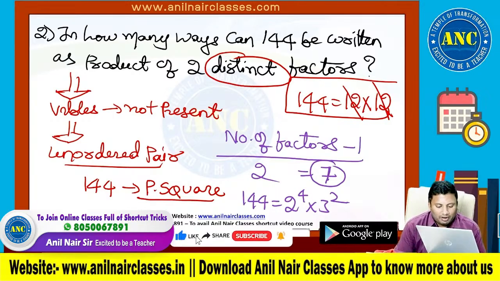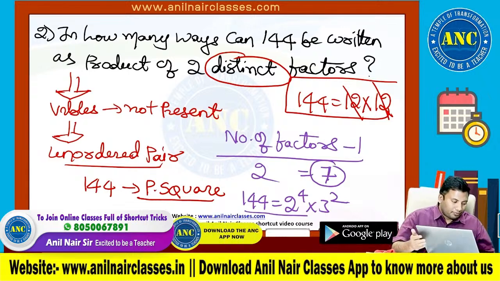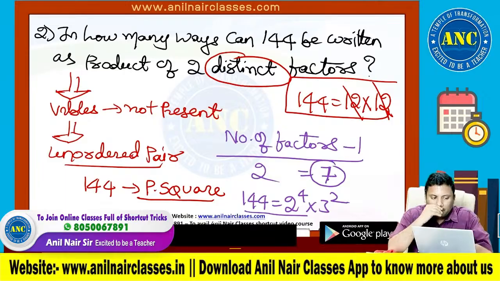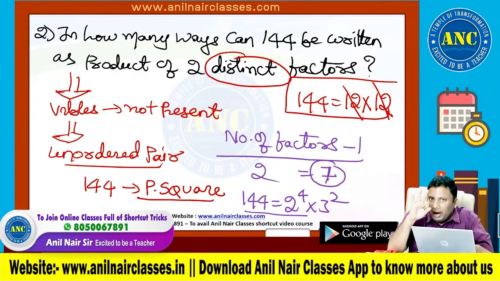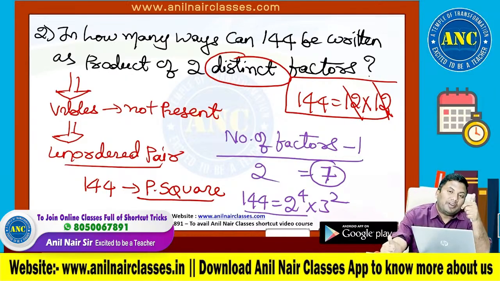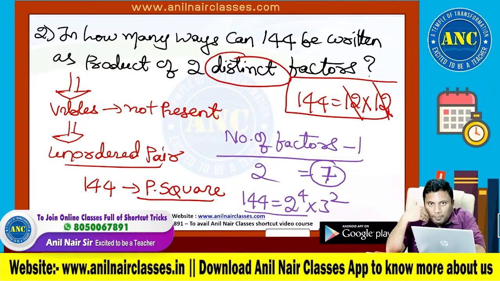144 is 2 power 4 into 3 square. Now, next 6 to 7 problems. Listen very carefully. Extremely important problems. Please write down. Sum of factors, reciprocal of factors, multiples of k, not multiples of k, product of factors. 7 are over. Then we discussed ordered pair, unordered pair, perfect square, not perfect square.